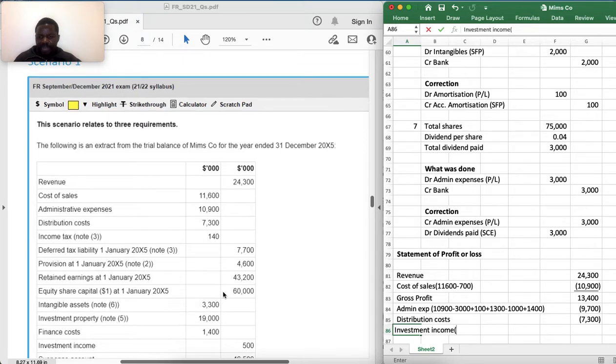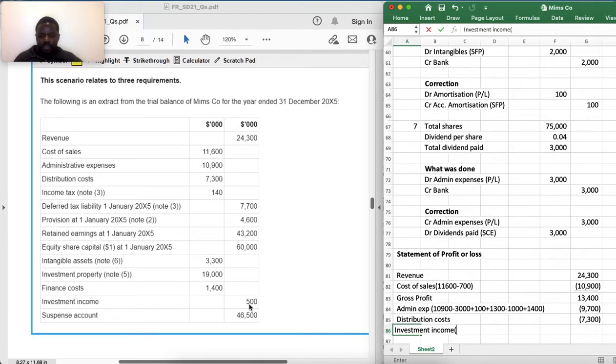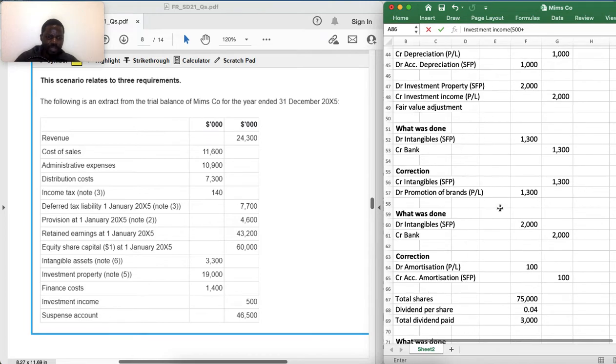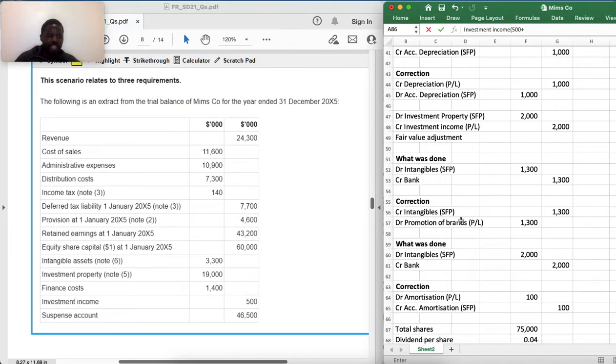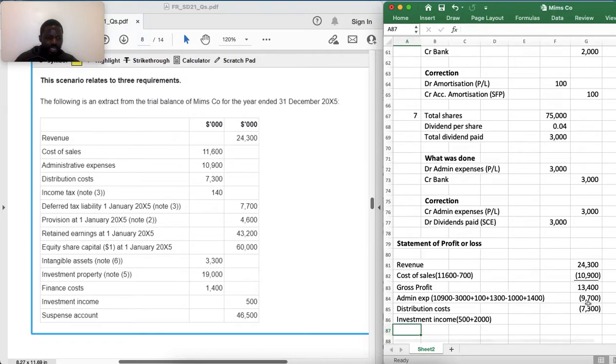Under investment income, we are told here we have 500, but we have to add another investment income that comes from the investment property. We said we'll credit by 2,000. So say here 2,000. Then we'll have 500 plus 2,000. That will be 2,500. Then we have our finance costs. Our finance costs we are given here is 1,400.